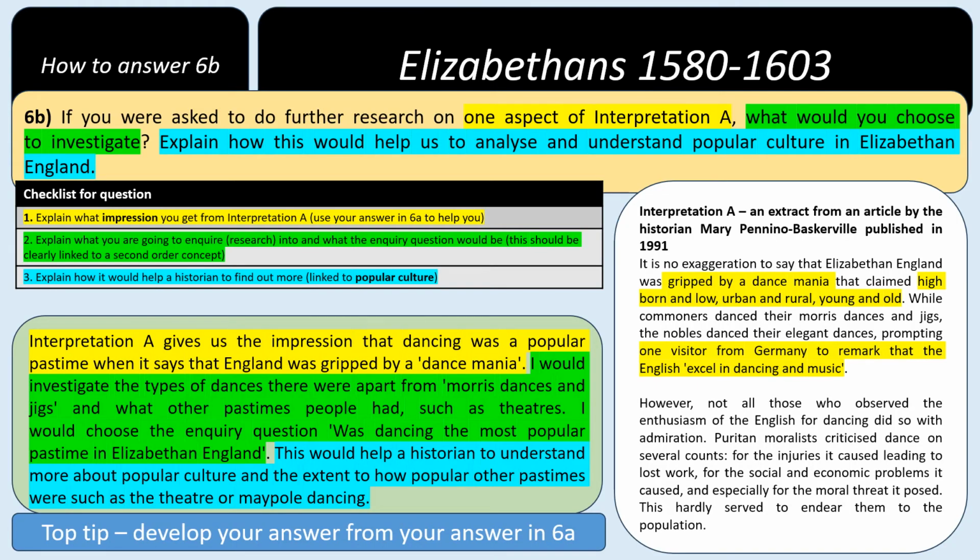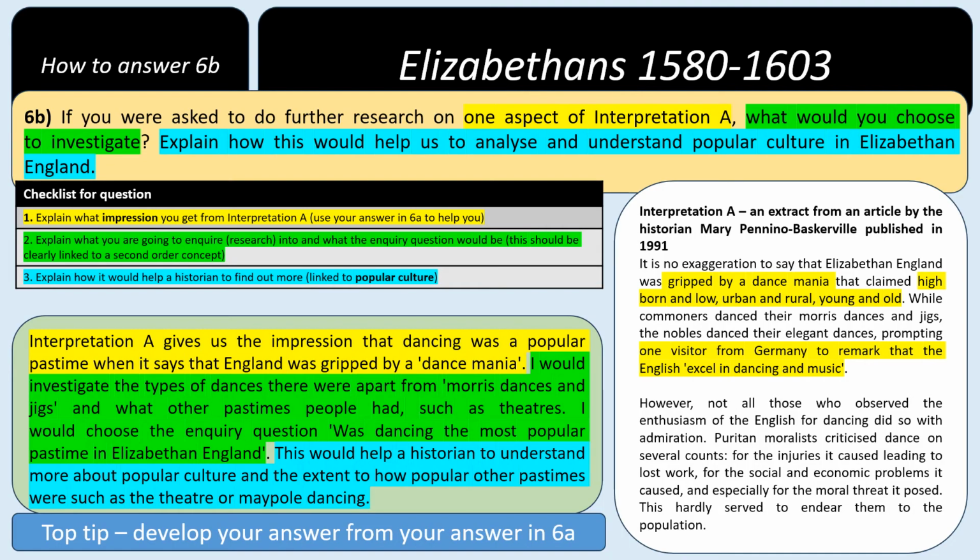Now, what's really crucial is that they will always direct you about a particular aspect to find out about. So in this case, it's how would this help us to analyse and understand popular culture? So you've really got to make sure that whatever further area of research you would say that you would answer, that really links in with popular culture.